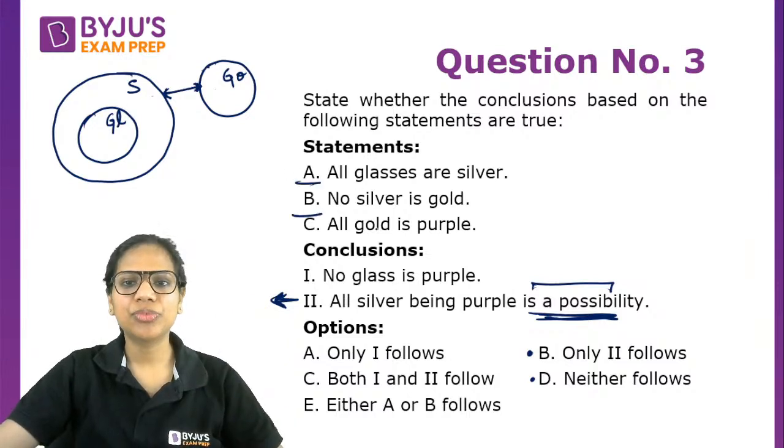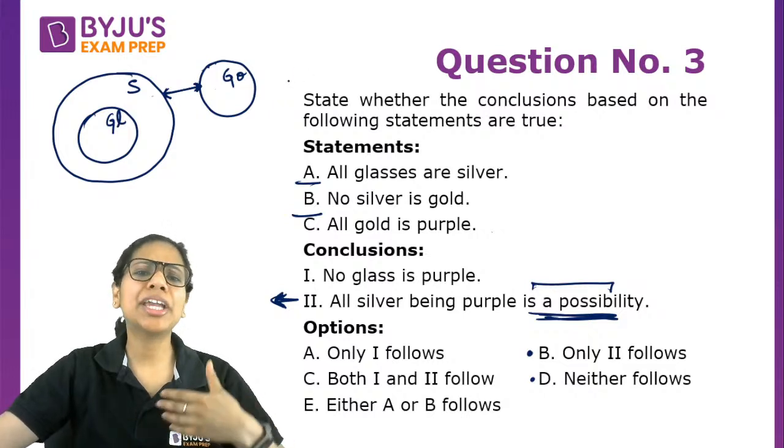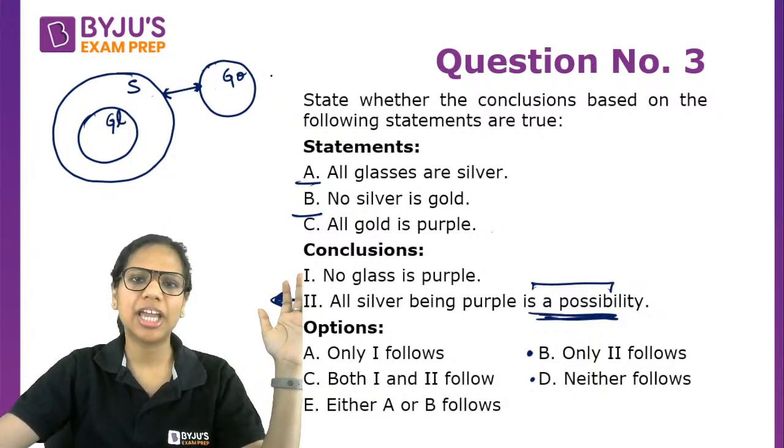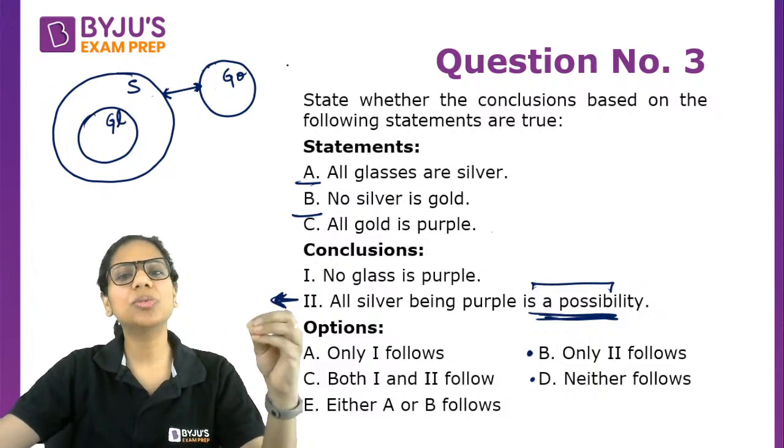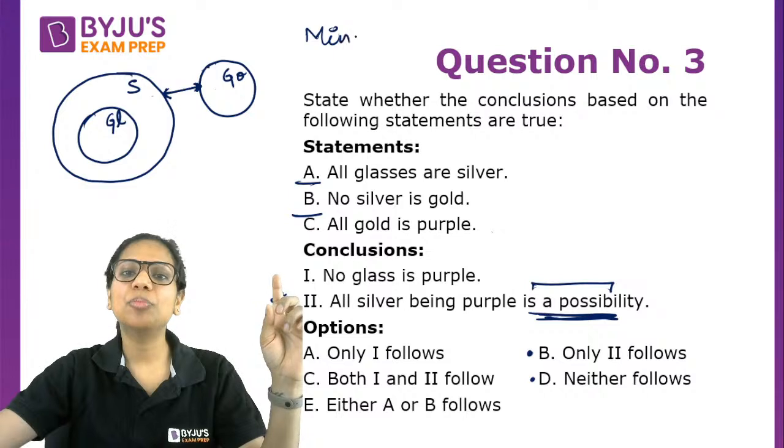So A, B, all gold is purple. Now all gold is purple. I can draw purple in n number of ways. I can draw it like this also, covering everything. I can draw it covering this. But I go with minimum overlap. My approach is minimum overlap.